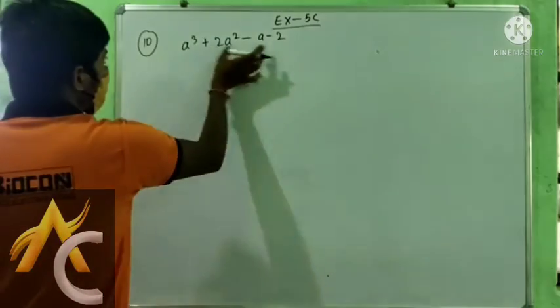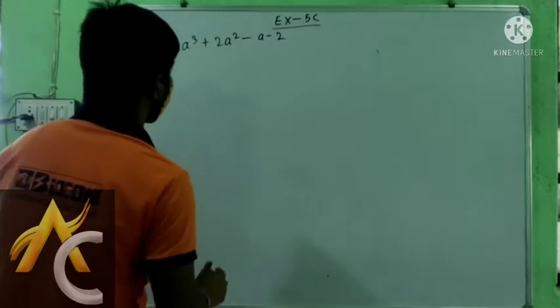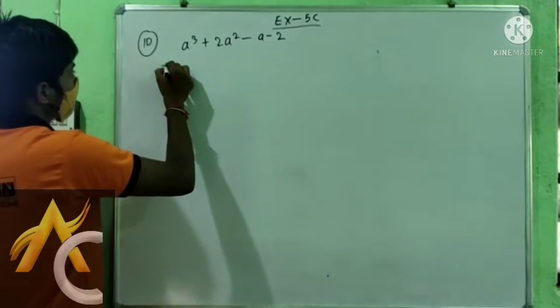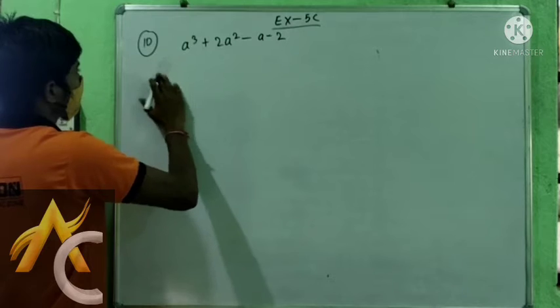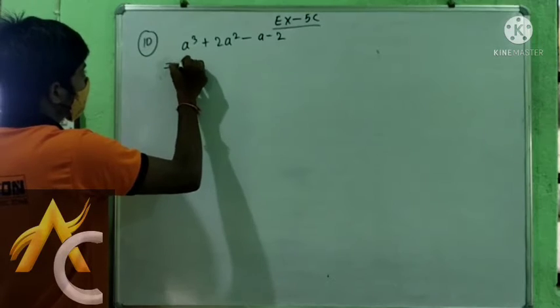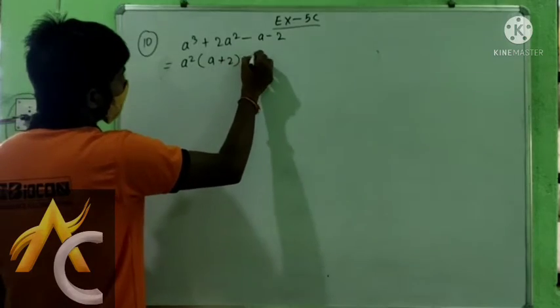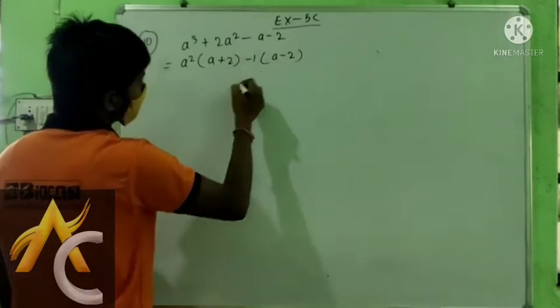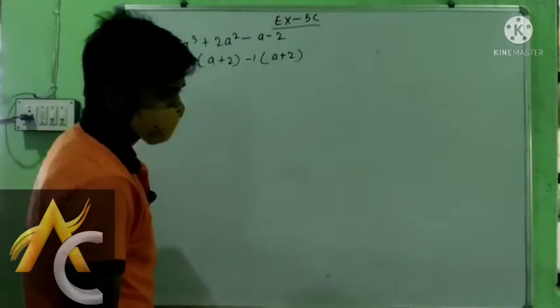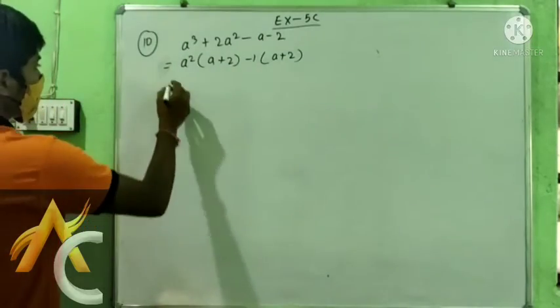Now take common from these terms. Then, if you take a square common from here, it will be a plus 2. And if you take minus 1 common from here, then it will be a plus 2 as well, because the minus is taken common.